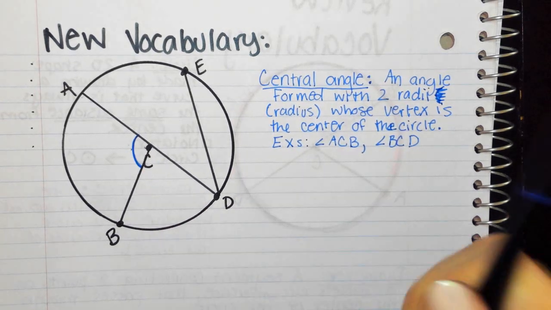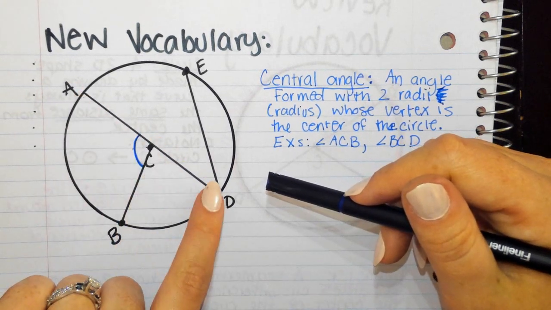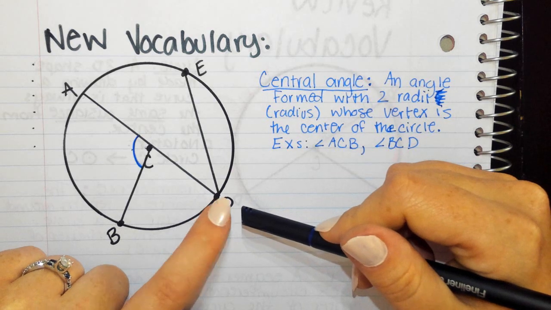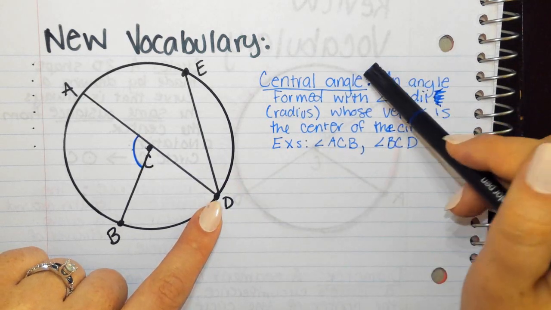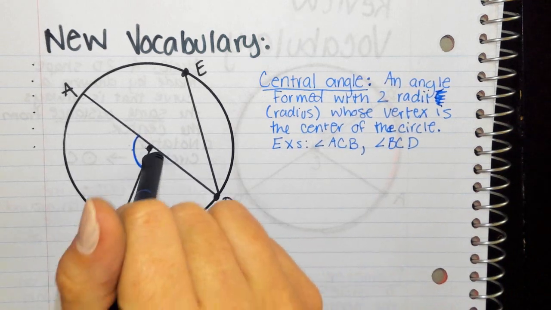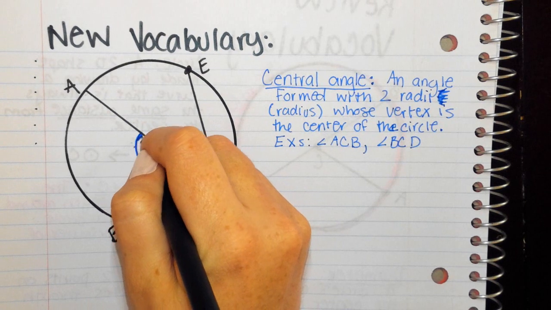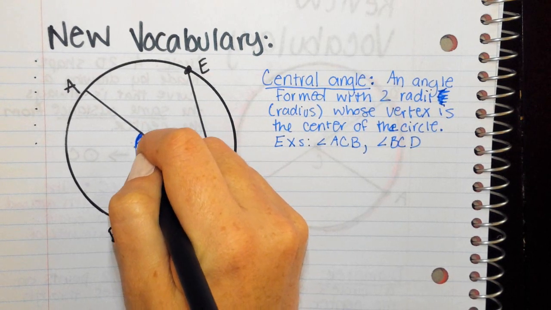Something that would not be a central angle is this angle ADE. So notice how the vertex of this angle is on the edge of the circle, not at the center. That's the difference. Central angles always have to have the vertex of that angle right at the center of the circle.